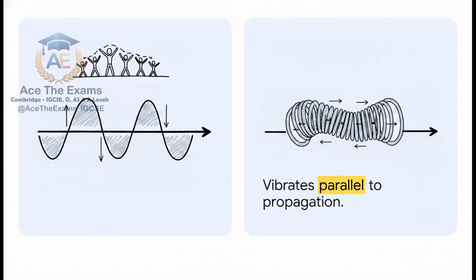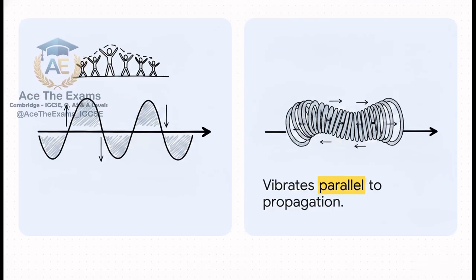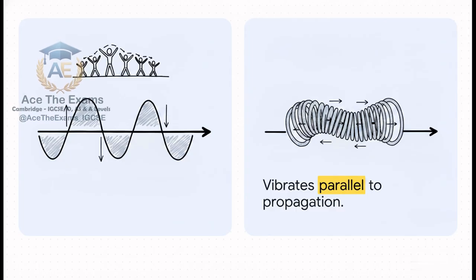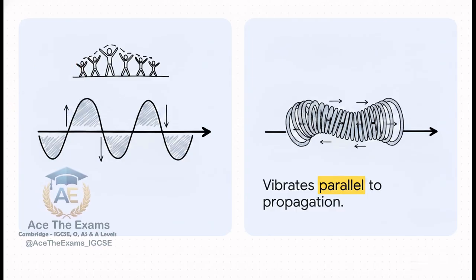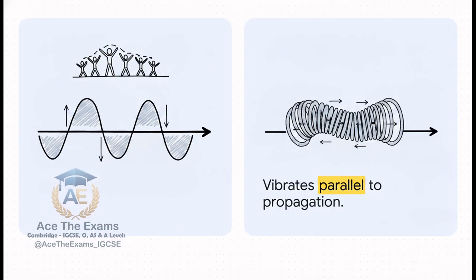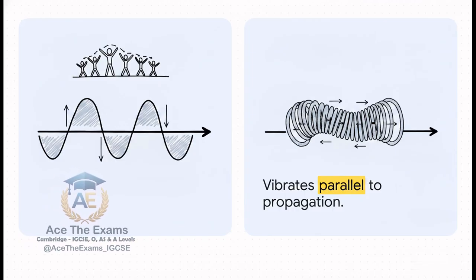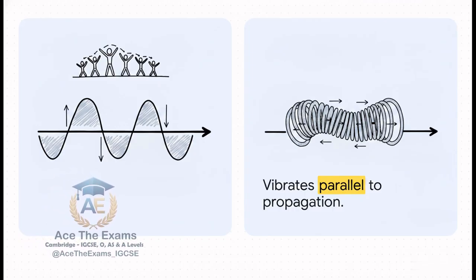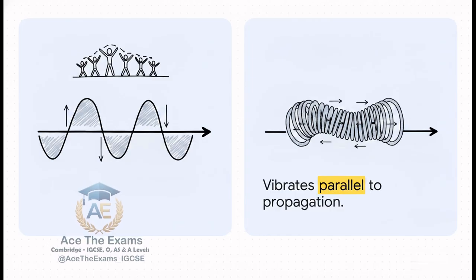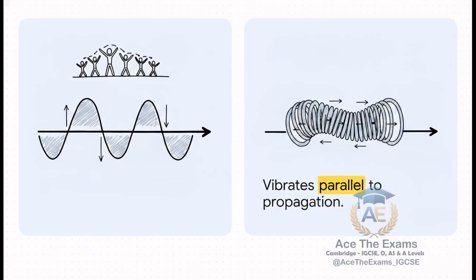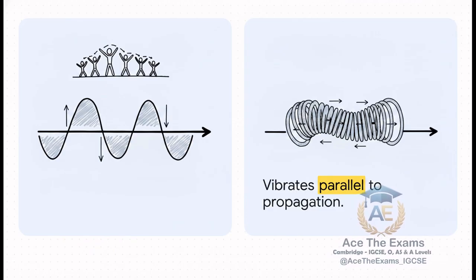Longitudinal waves, on the other hand, vibrate parallel to the direction of energy propagation. Imagine you're pushing and pulling a slinky spring back and forth on a table, creating those distinct compressions where the coils bunch up and rarefactions where they spread out. If you cannot articulate this precise difference using the exact examiner-approved terminology of right angles or perpendicular and parallel to propagation, you are just leaving easy marks on the table.